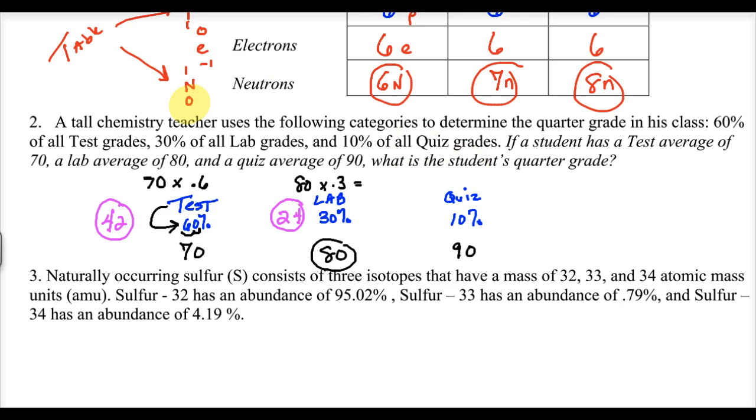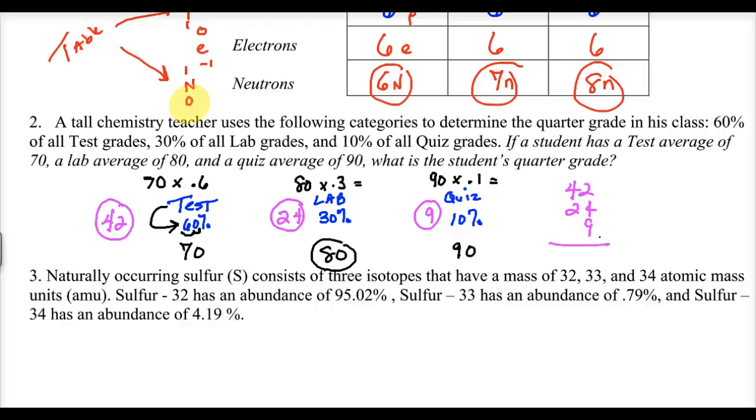And let's do the same thing over here. Let's find 10% of 90. That one we can do in our head, but let's make sure we get it right. 90 times 0.1. Moving the decimal place 2 places, that's going to give me 9. And what do I do with these numbers? I add them together. So I take my 42, my 24, and my 9, and I add them together in my calculator. And that's how you do a weighted average, where you consider the different percentages of each.